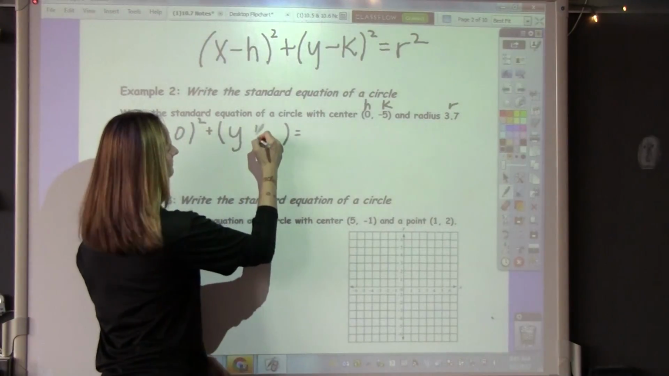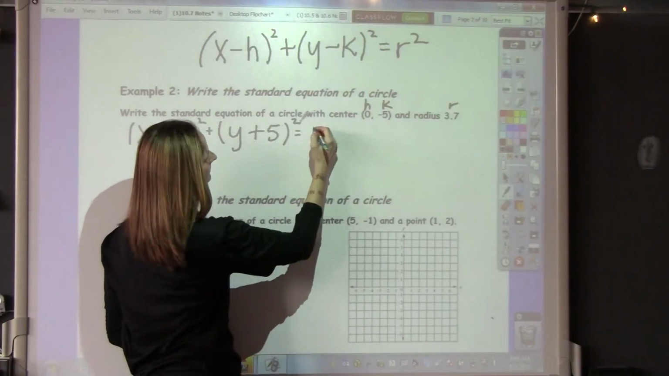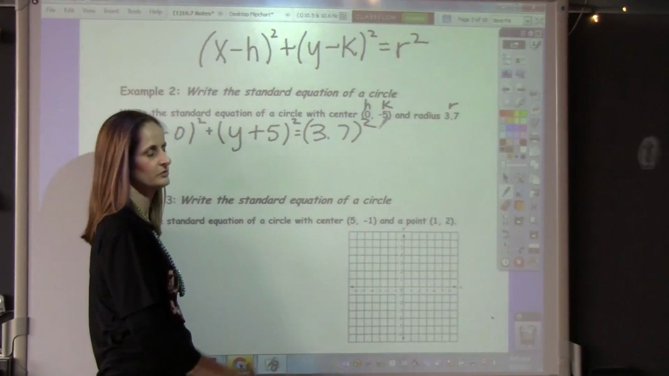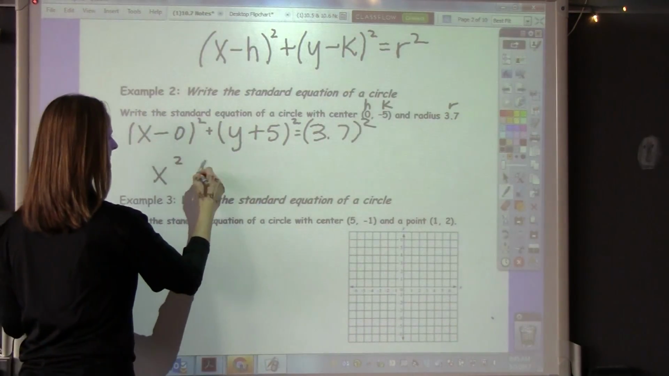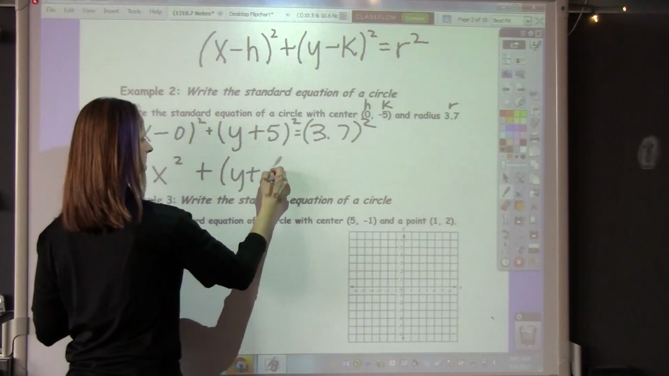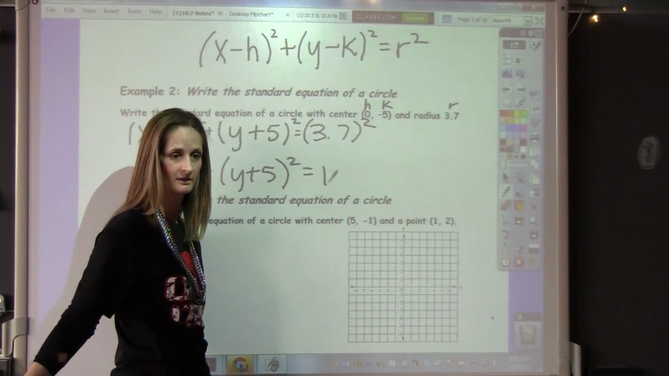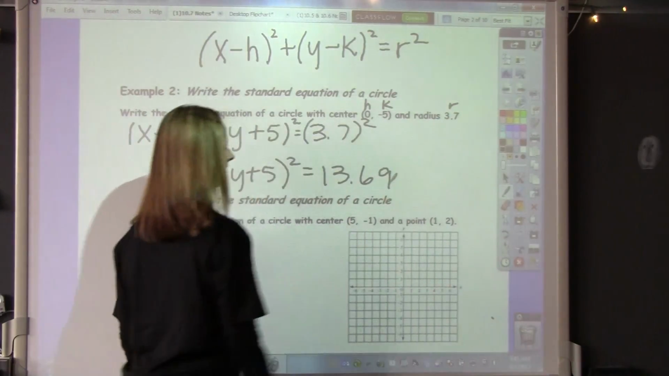So we'll just write, don't forget the squared, equals, I'm going to write 3.7 squared, but you guys have calculators, so square that for me. Tell me what it is. 13.69. What'd you say? 13.69. Any questions?